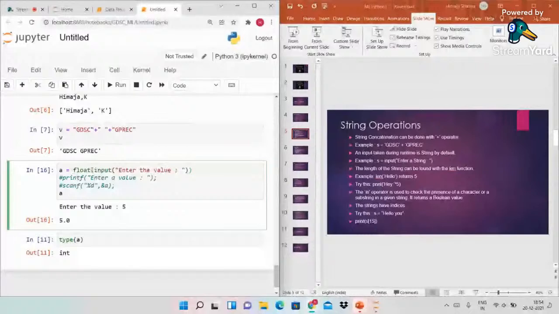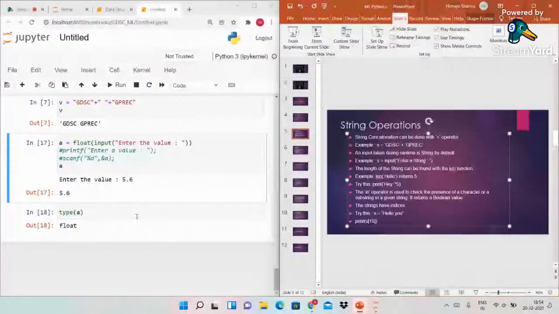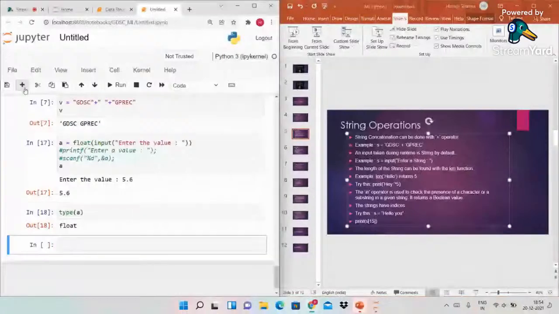Practice strings. The length of the string can be found with the length function. So how do we do that? We take a string. It's not like you always have to take something like hi, and then you have to take like.